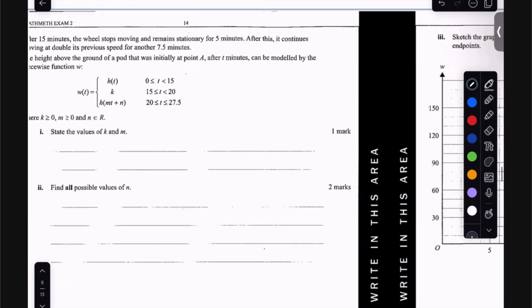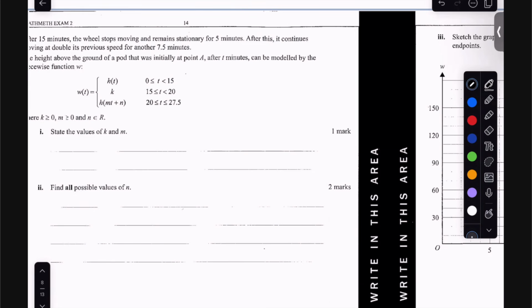After 15 minutes, the wheel stops moving and remains stationary for 5 minutes. After this, it continues moving at double its previous speed for another 7.5 minutes. The height above the ground of the pod, initially at point A, after t minutes can be modeled by the piecewise function. State the values of k and m.